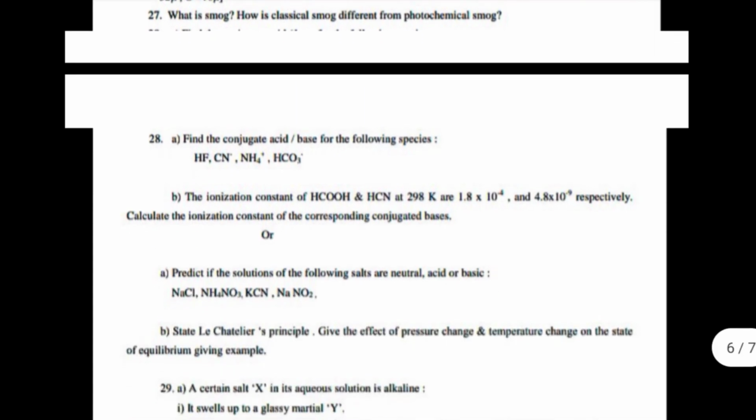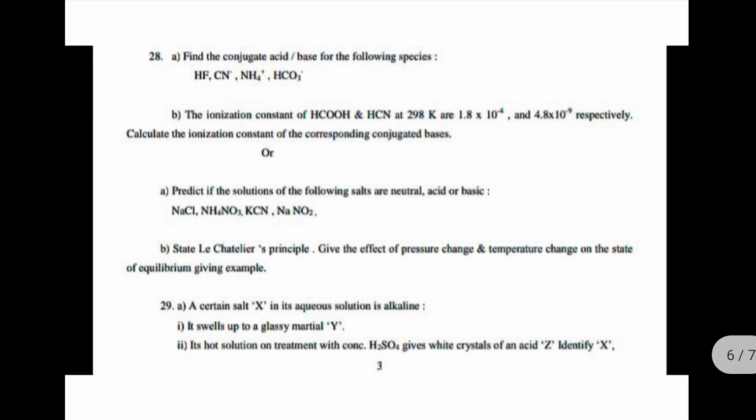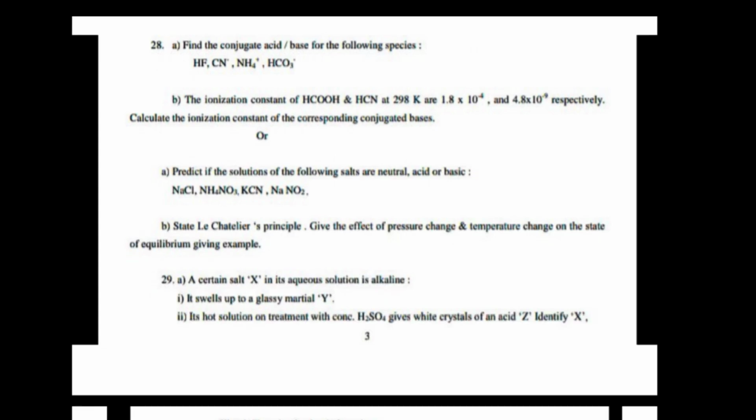28th, A. Find the conjugate acid or base for the following species: HF, CN minus, NH4 plus, HCO3 minus. B. The ionization constants of HCOOH and HCN at 298 Kelvin are 1.8 into 10 raised to the power minus 4 and 4.8 into 10 raised to the power minus 9 respectively. Calculate the ionization constants of the corresponding conjugate bases.